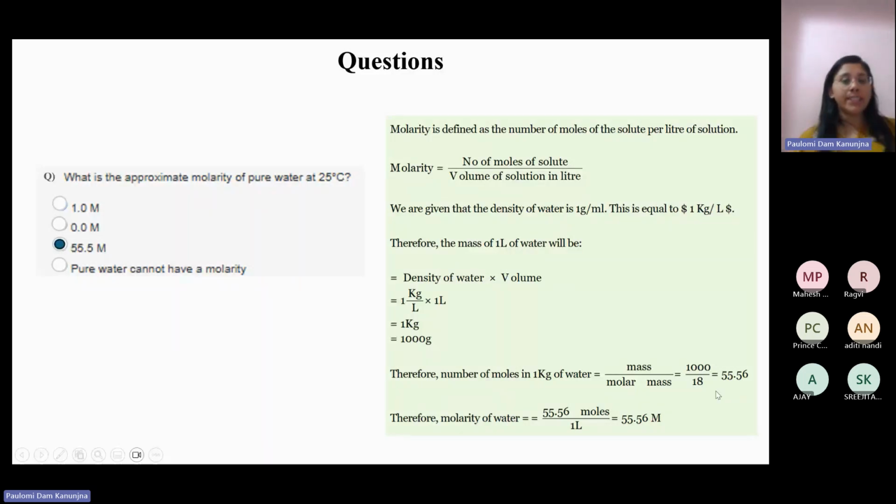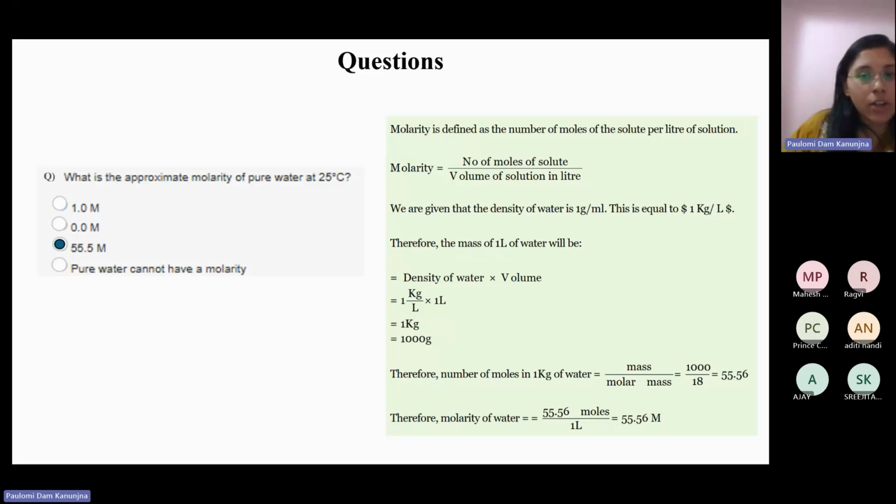So let me tell you what we actually try to do here. We are trying to find the molarity of pure water at 25 degrees centigrade, right? Molarity, if you remember, is basically the number of moles of solute in a volume of solution in liters. So always remember the units which are in consideration. In molarity, we are looking at a volume of solution in liters, okay? And we know the density of water is 1 gram per ml, or 1 kilogram per liter, basically multiplying both numerator and denominator by 1000.